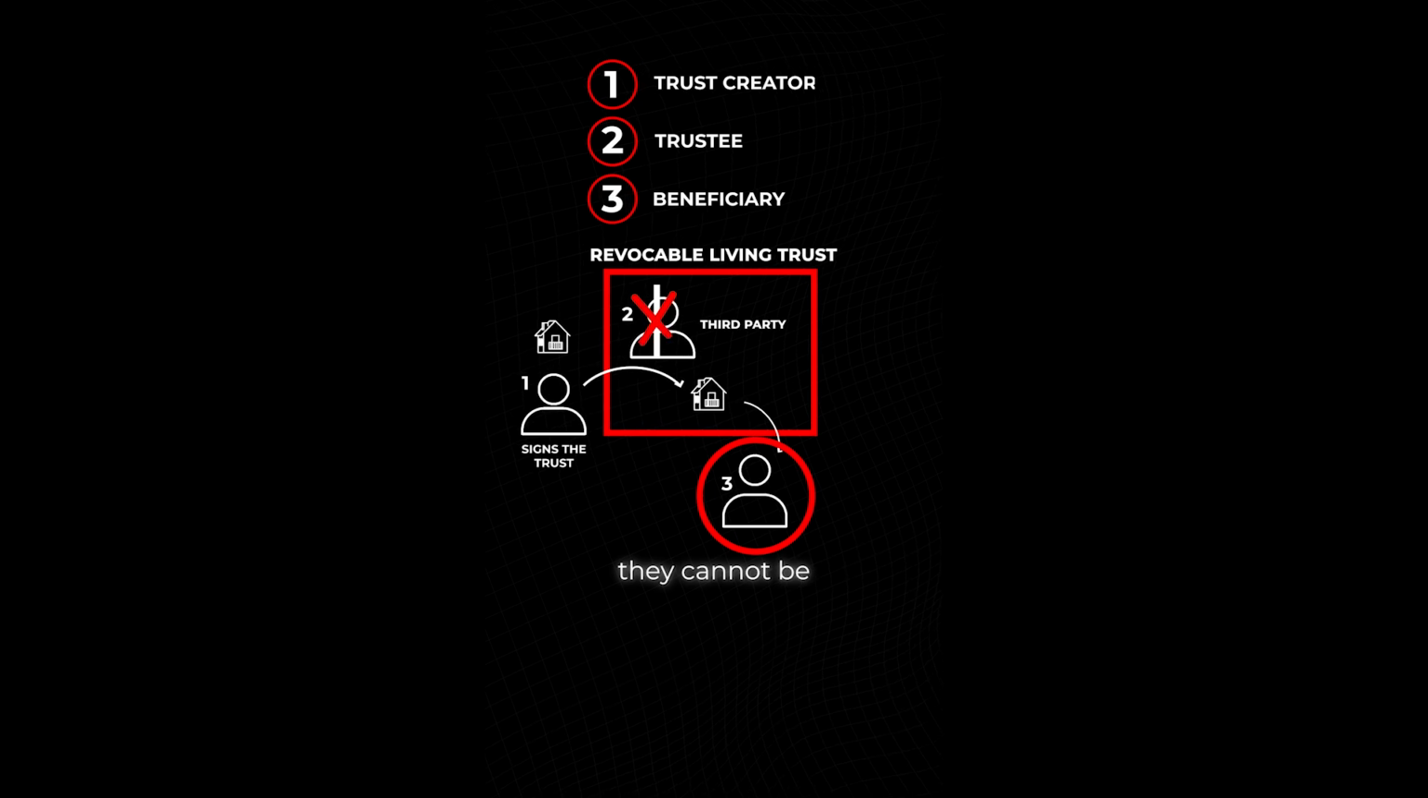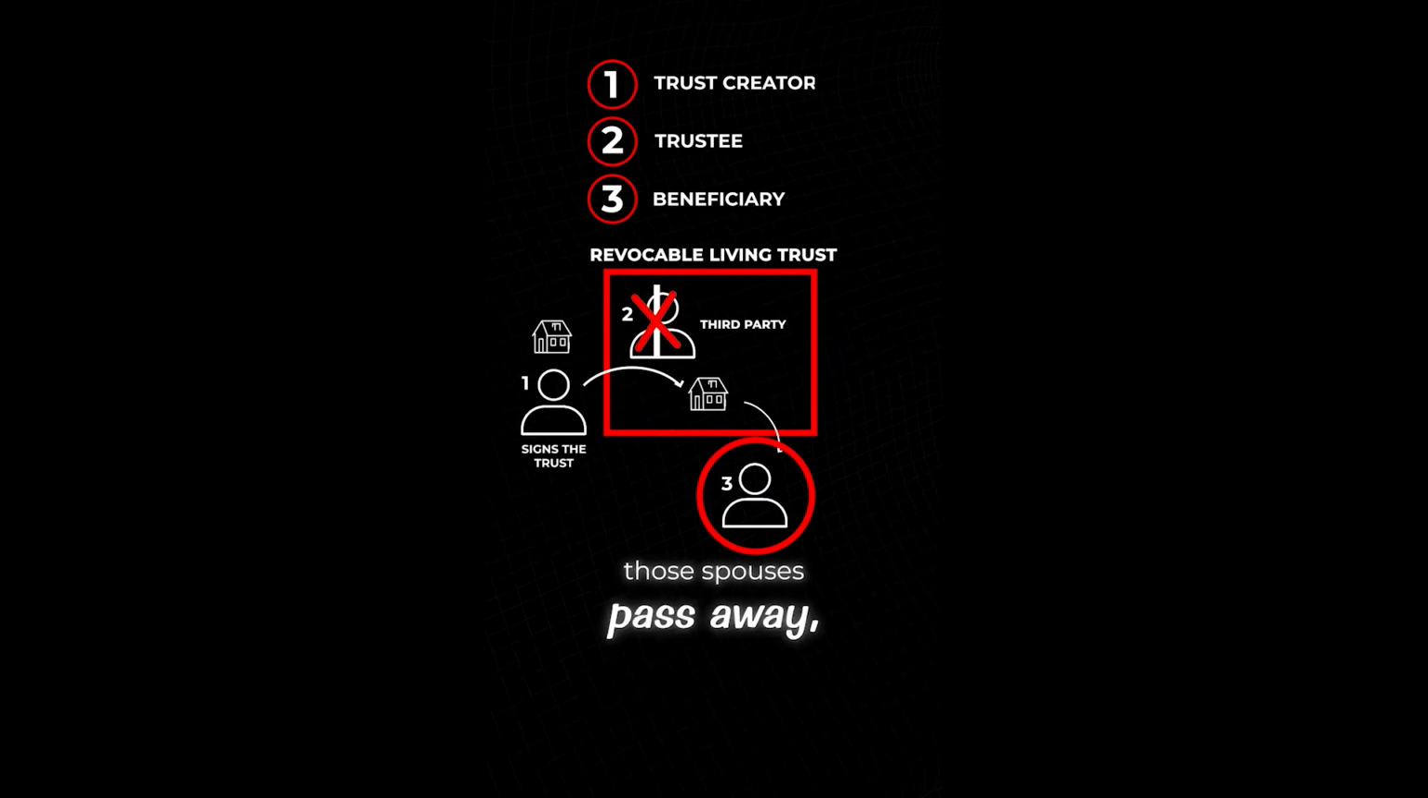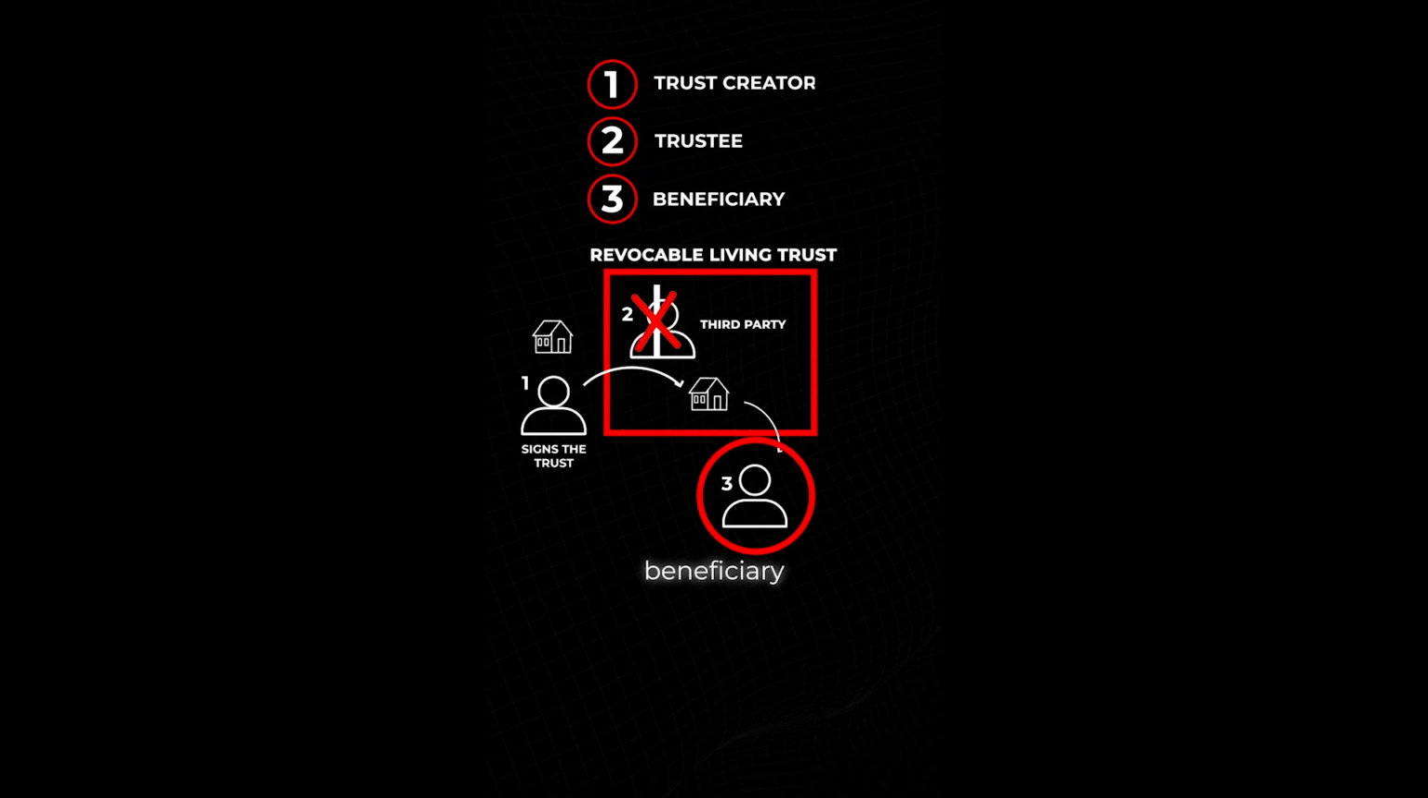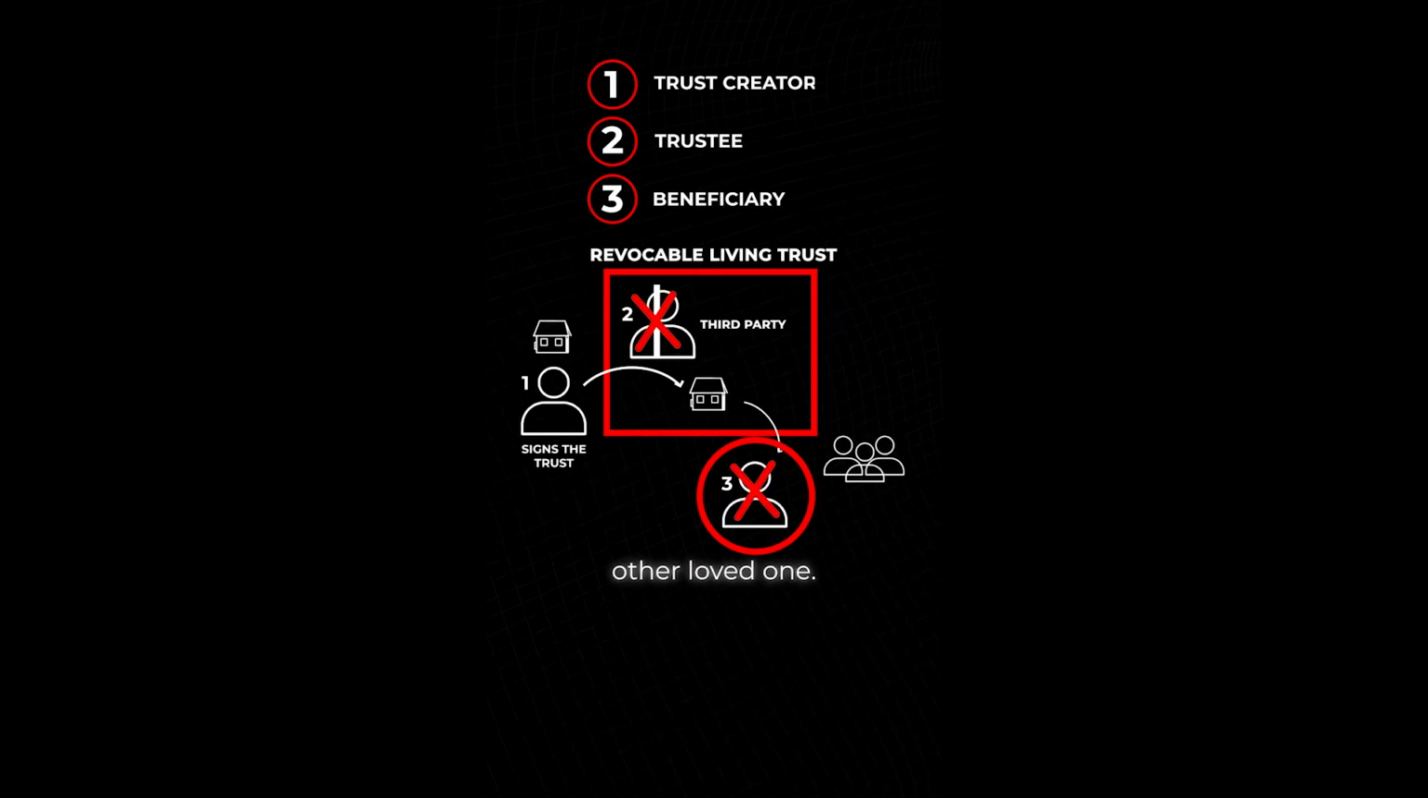Let's take it a step further, right? So clients are driving down the street on the way to a dinner, get in an accident, they both pass away. Obviously, they cannot be trustees. We just went over that. And the moment that both of those spouses pass away, that's when the beneficiary changes. It's typically the kids. If there's no kids, it can be any other loved one.